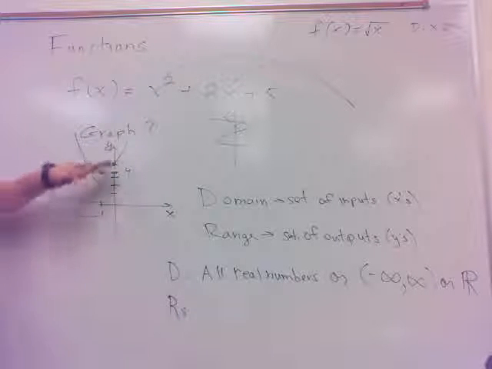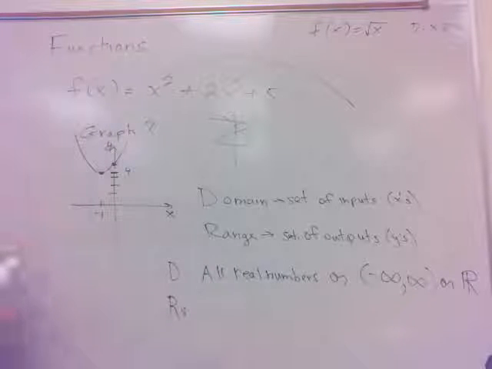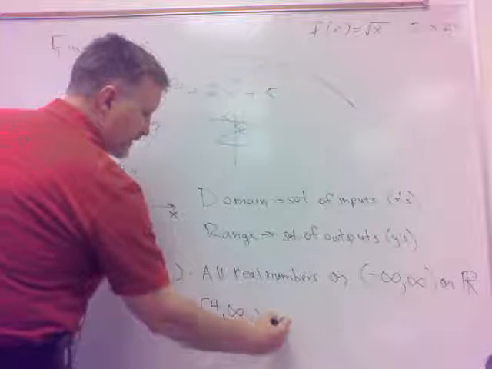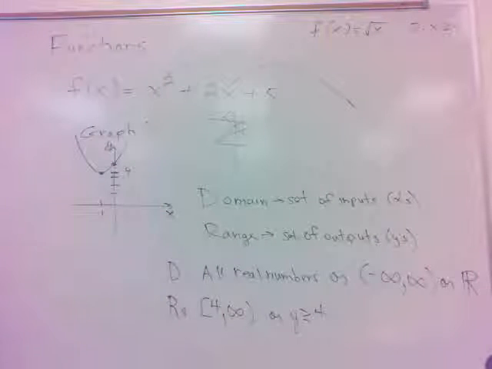Doesn't the y value start at 4 and then go up? So it's 4 to infinity, if we use the interval notation. Or we could say the y's are greater than or equal to 4. So different ways of representing those. But they'll ask about domain and range throughout there.